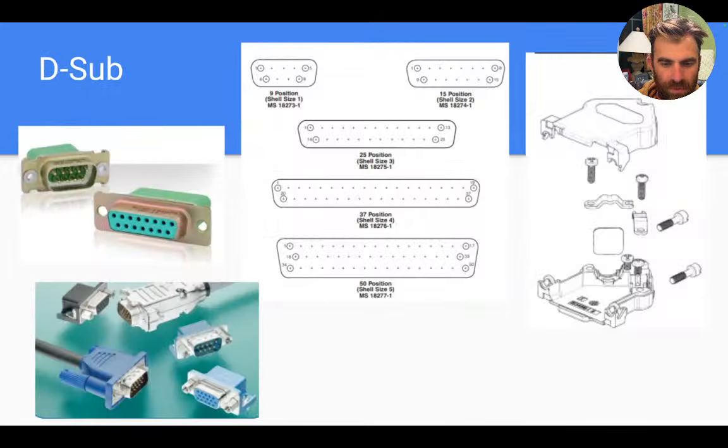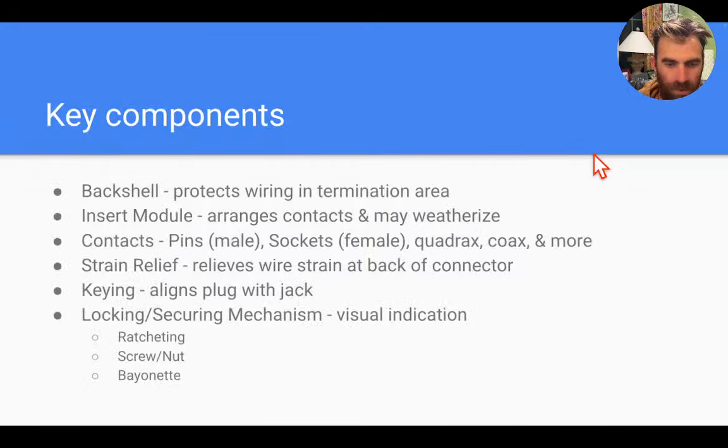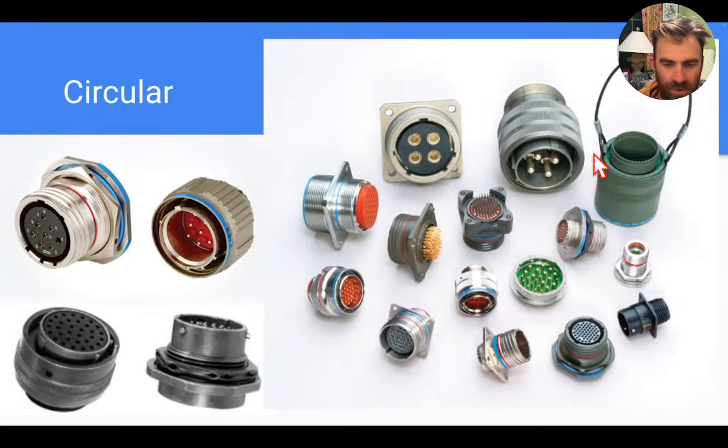Okay. So first to talk about back shells. In this example here with the D subs, this blue plastic piece is what's called the back shell, and over here in this exploded view, you can see the back shell disassembled. The insert module is going to be this piece on the inside here. You can see where the different holes are, where the contacts insert into the insert module.